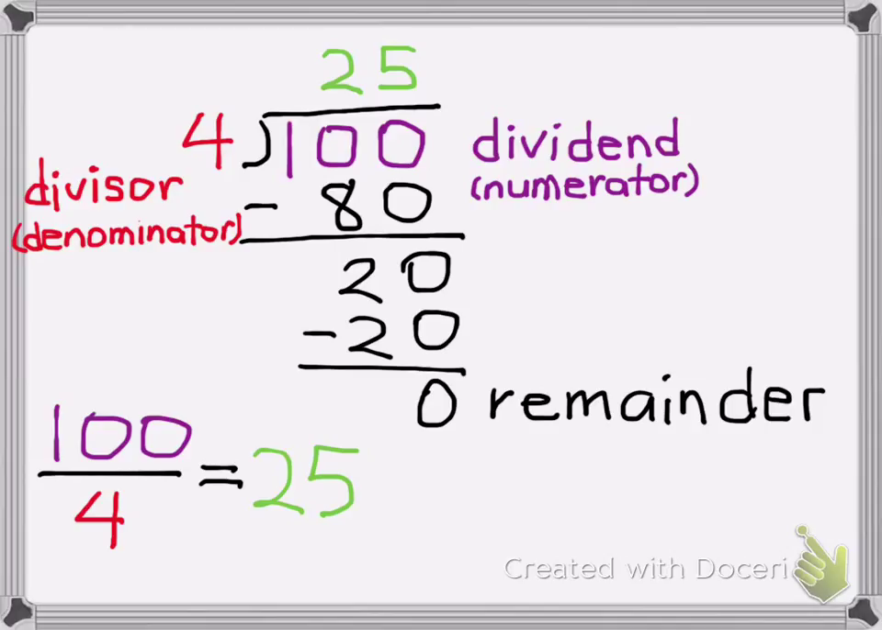Make sure that you know the dividend can sometimes be smaller than the divisor. In that case, we would get a number smaller than 1 as the answer.